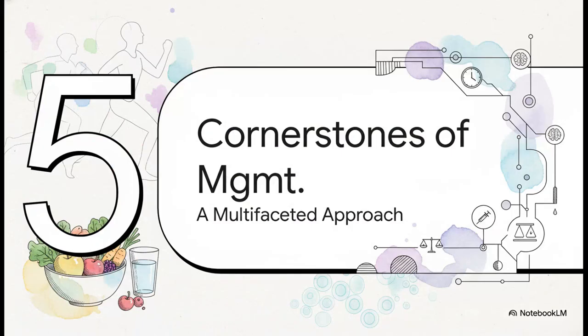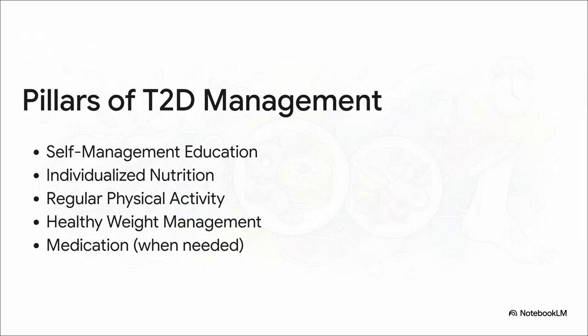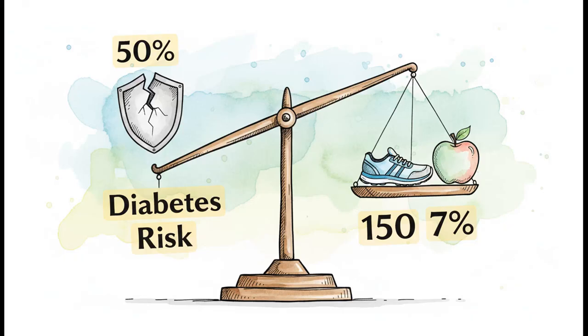And this is key. Managing type 2 diabetes effectively is about so much more than just medication. It's a whole comprehensive strategy. You can think of it like building a house. It rests on several strong pillars. The absolute foundation is education. You have to understand what's going on. Then, on top of that, you have personalized nutrition, regular physical activity, and maintaining a healthy weight. Now, medications are definitely an important tool in the toolbox, but they work best when they're used on top of this solid lifestyle foundation. And really, you just can't overstate how powerful these lifestyle changes are.